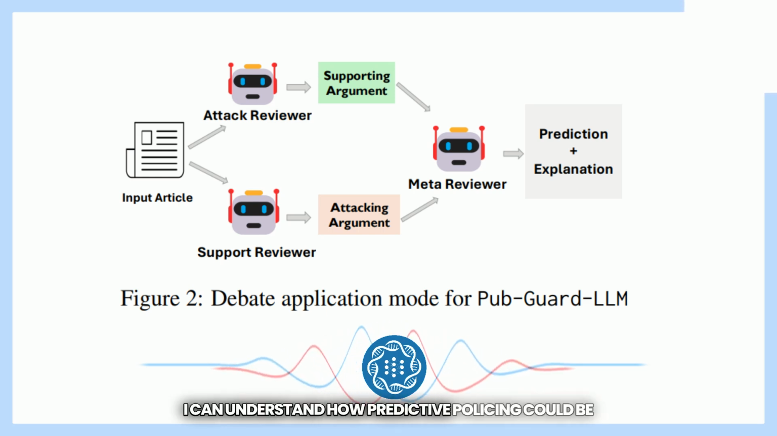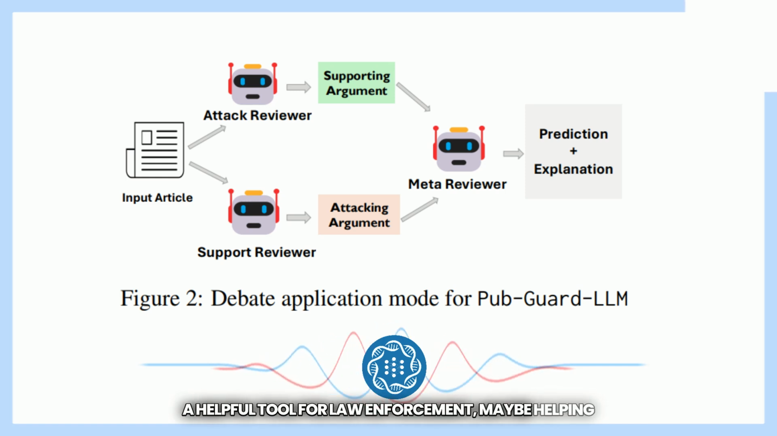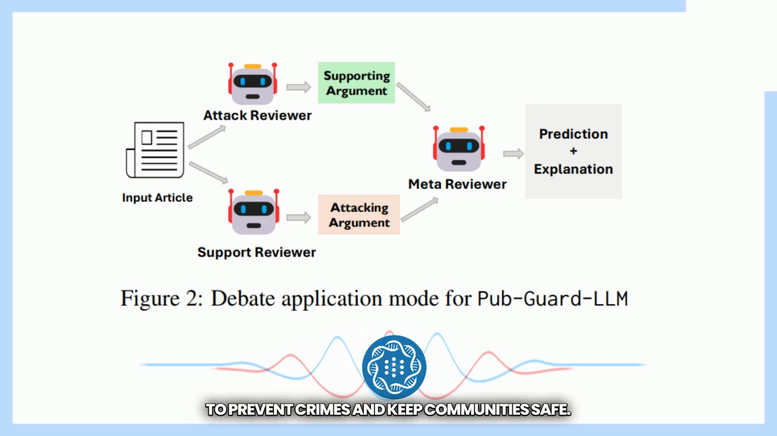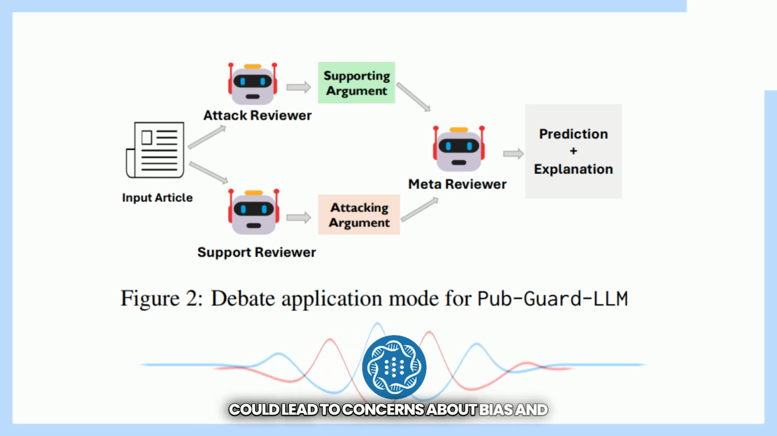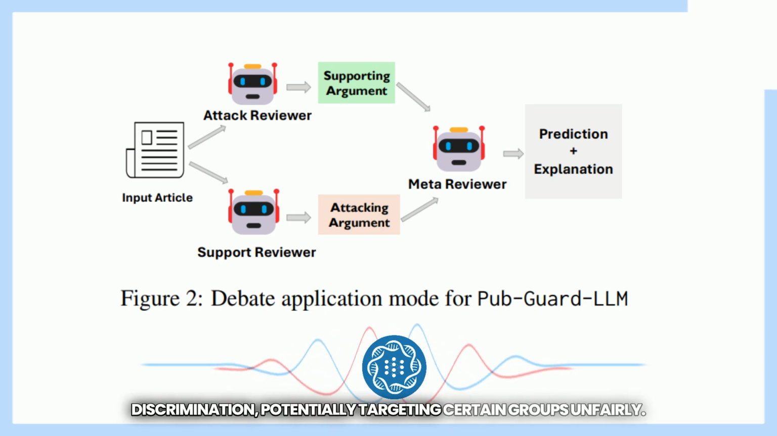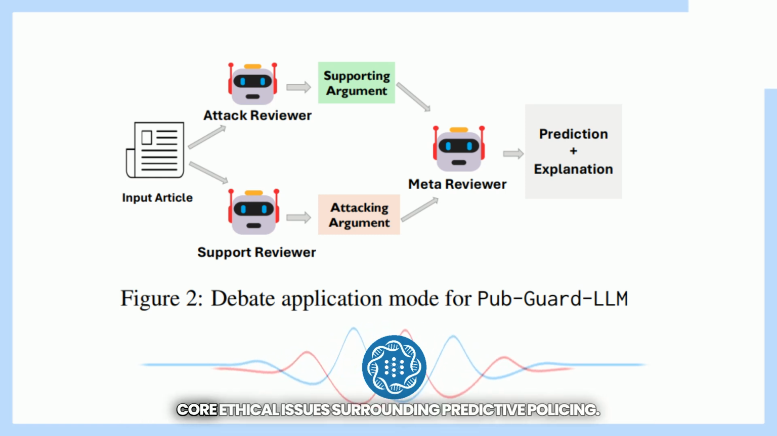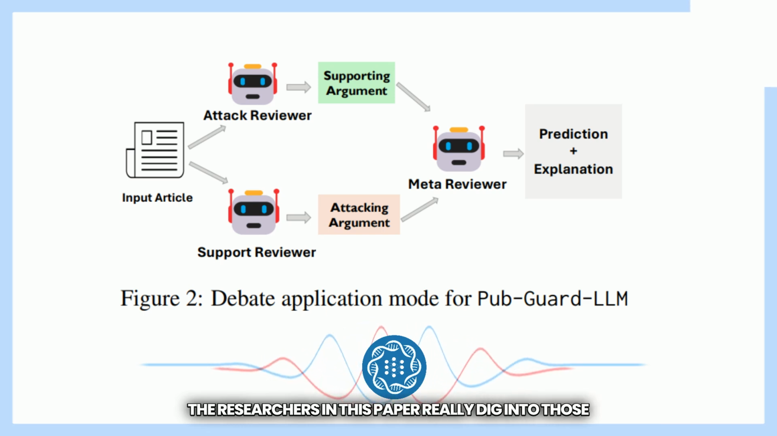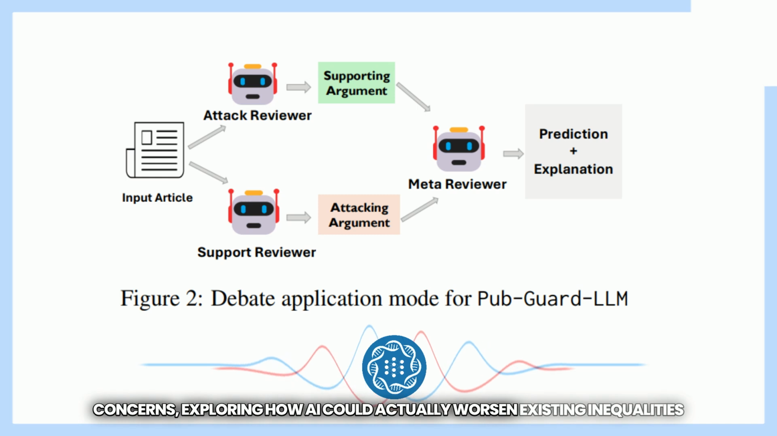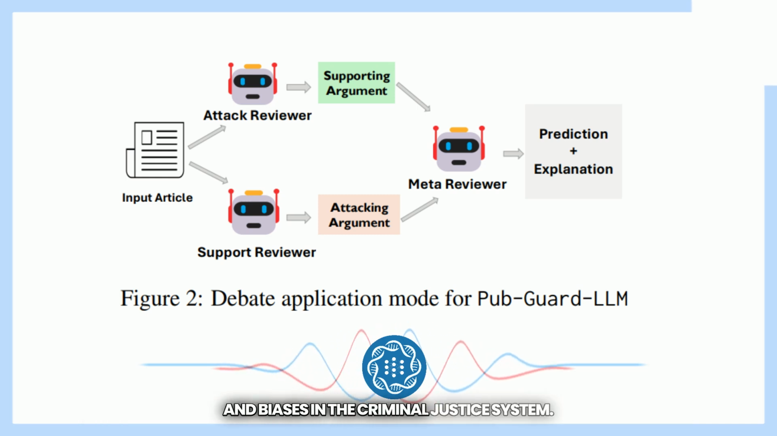I can understand how predictive policing could be a helpful tool for law enforcement, maybe helping to prevent crimes and keep communities safe. But I can also see how it could lead to concerns about bias and discrimination, potentially targeting certain groups unfairly. You've touched on some of the core ethical issues surrounding predictive policing. The researchers in this paper really dig into those concerns, exploring how AI could actually worsen existing inequalities and biases in the criminal justice system.